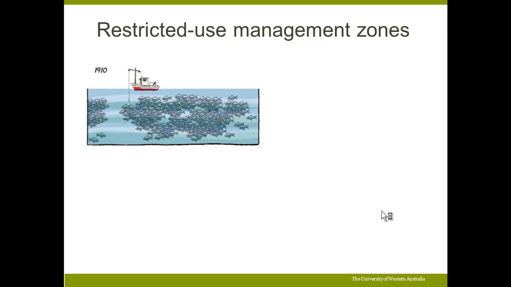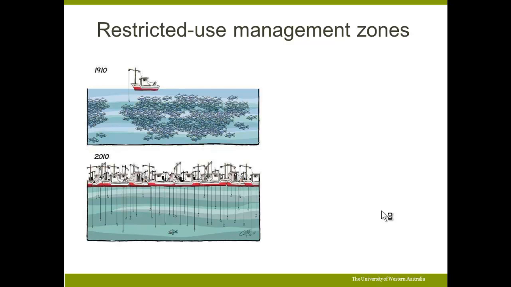So some of you have probably seen this image before in papers that I've presented. This is an image of the state of the world's oceans in 1910. So there's lots of fish in the sea and there are very few boats trying to catch them. This second image is a more current view. So the date is 2010. There are very few fish in the sea and there are lots of boats trying to catch them. So the problem that we have here is an over-extraction problem.